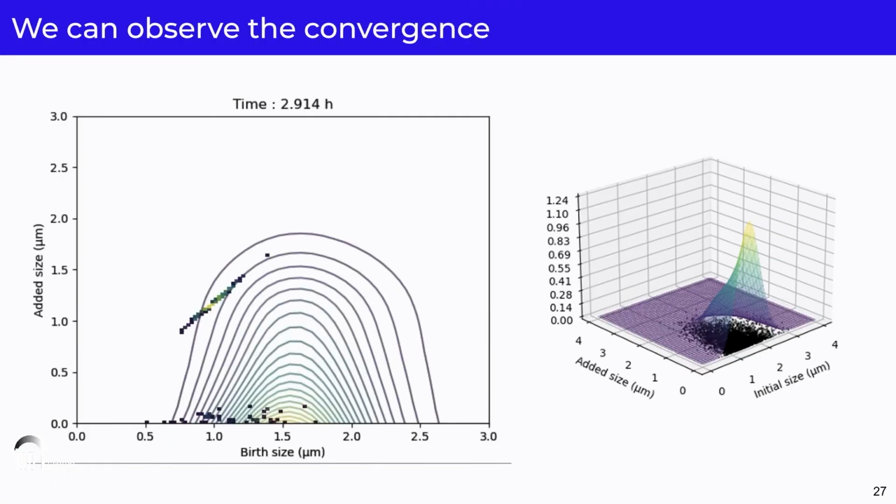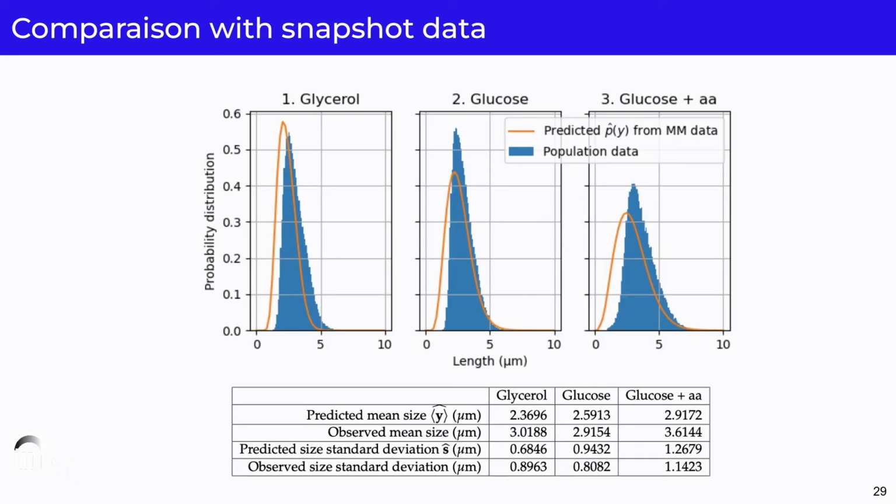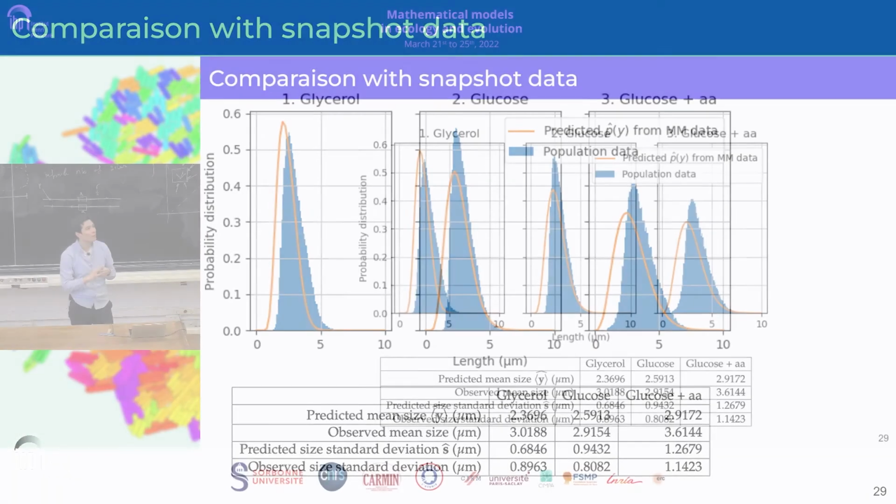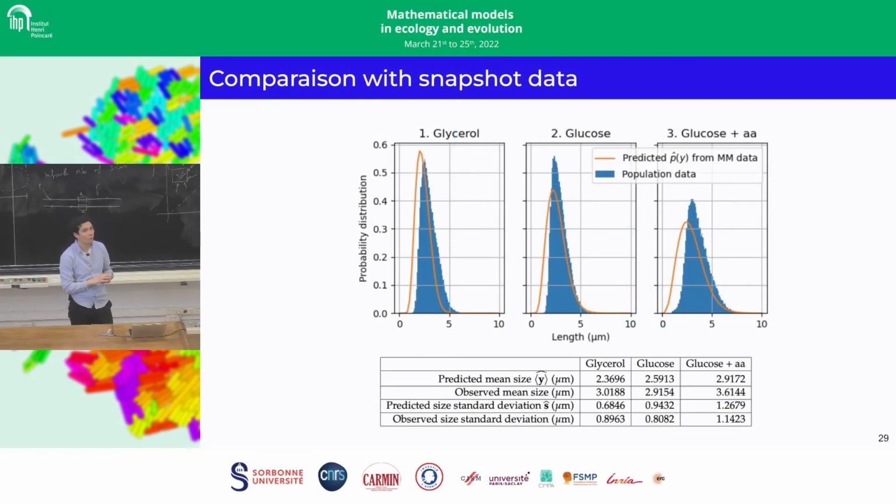So we can do, of course, the same with simulations, and we can observe how the two compare. Really briefly, here we have the comparison between the simulations in orange and the observed population in blue. There are some discrepancies, but we can recover fairly the same shape.